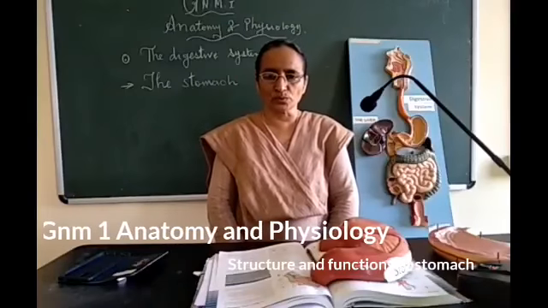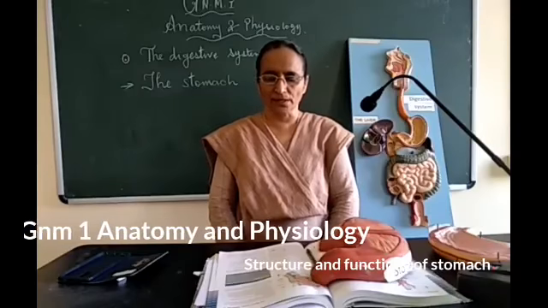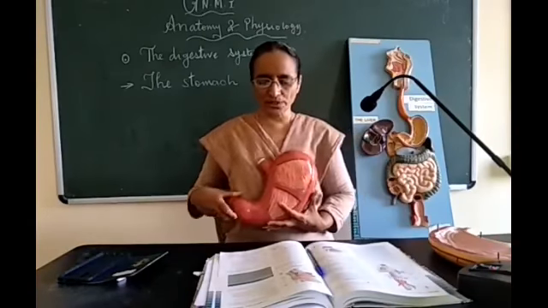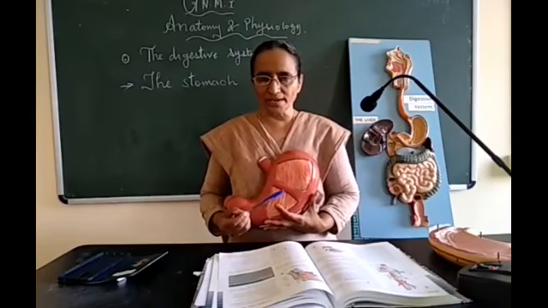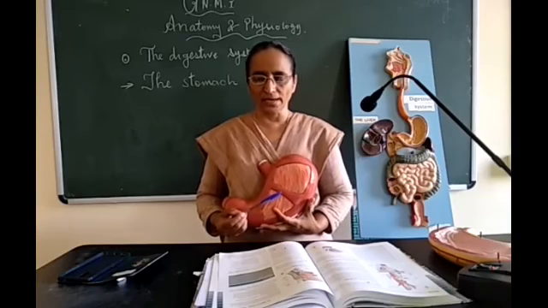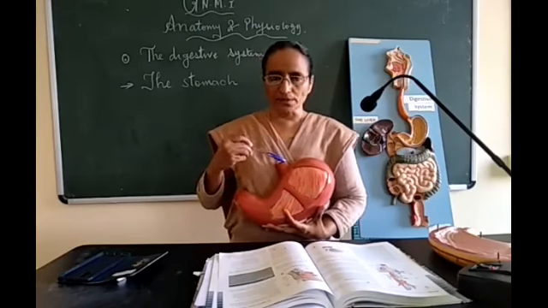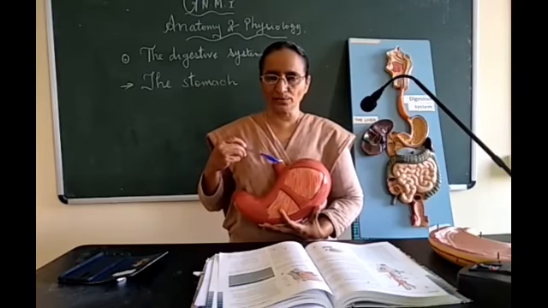Today we are going to see in detail the structure and the function of the stomach. The stomach is a J-shaped, dilated portion of the alimentary tract. It is situated in the epigastric, umbilical and left hypochondriac region. The stomach is a continuation of the end of the esophagus.